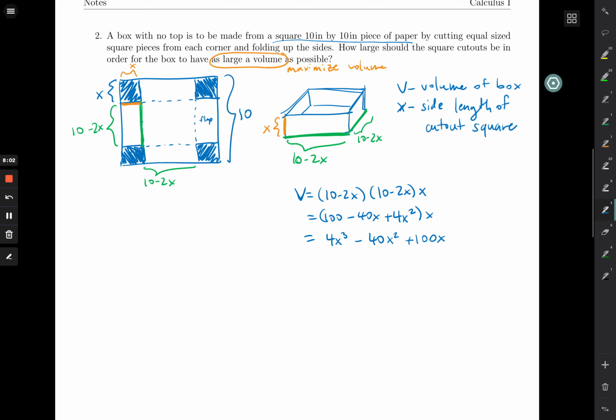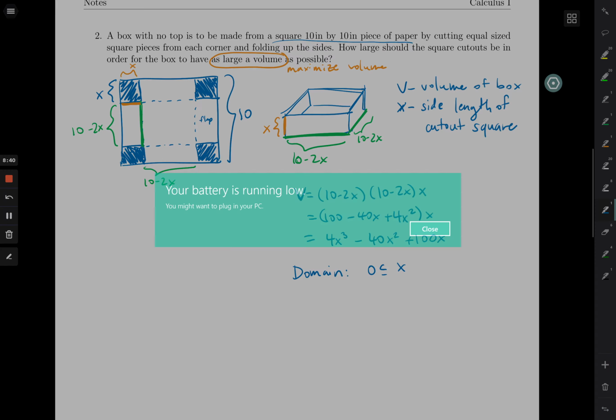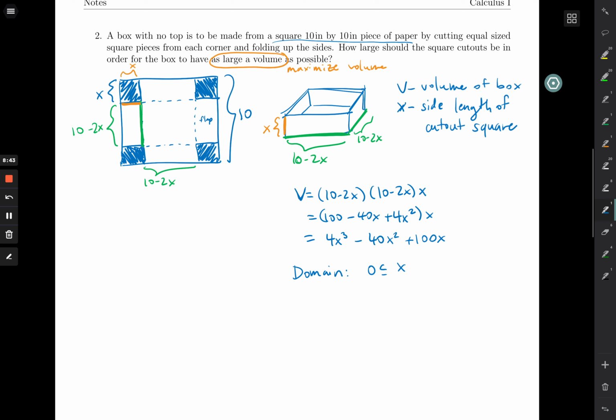Now, what we want to do is optimize. So we want to find the maximum volume that we can get. So first, let's just make a note of what the domain will be. As is usually the case in these types of problems, 0 is going to be one end of our domain because the side length cannot be less than 0. That doesn't physically make sense. So we need that x is greater than or equal to 0. The upper bound on our side length is going to be determined by the size of the piece of paper that we start with, right?